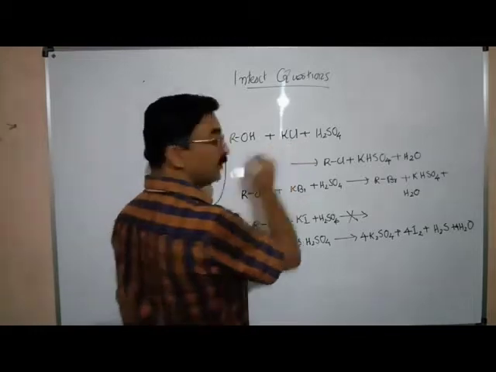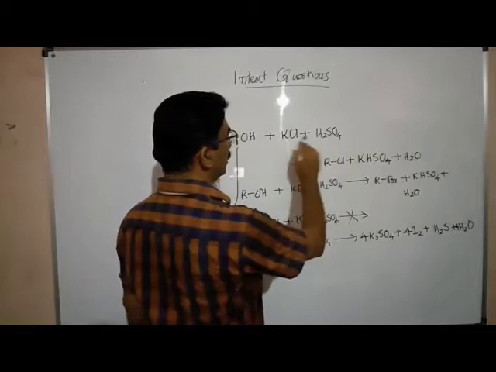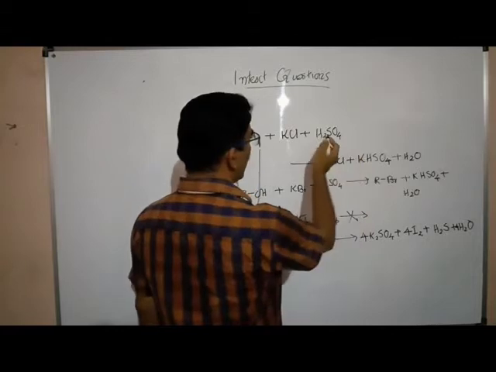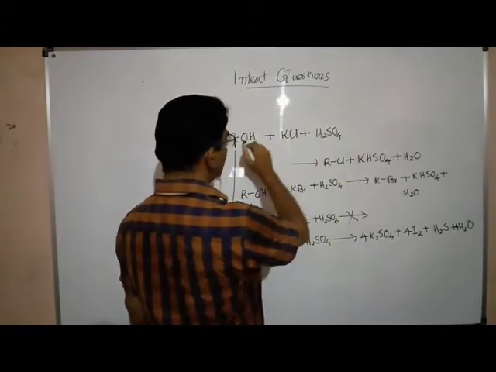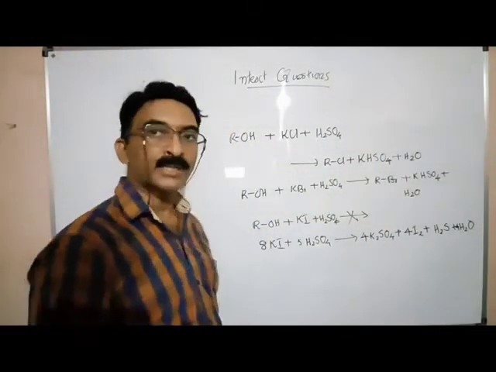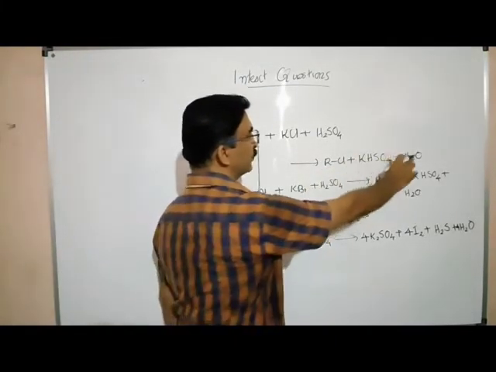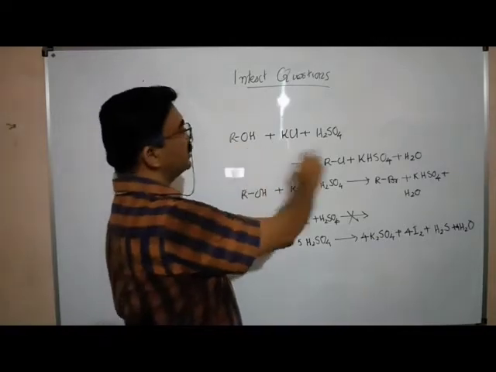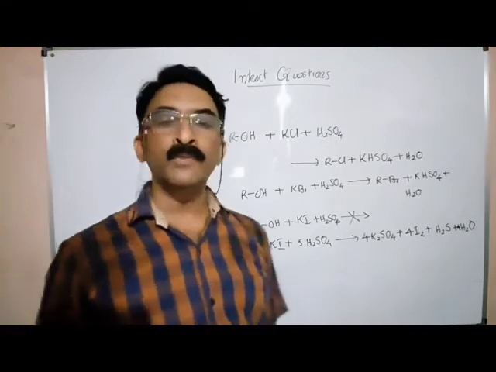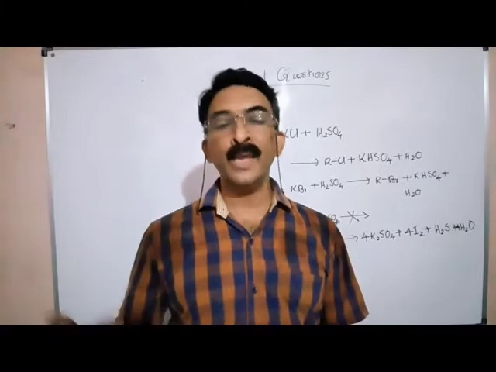ROH, if you are chlorinating alcohol, ROH plus KCl plus H2SO4, one K is exchanged. So this becomes KHSO4 and instead this becomes HCl. That HCl reacts with ROH producing RCl plus H2O. So the net reaction: ROH plus KCl plus H2SO4 gives RCl plus KHSO4 plus H2O. If there are 2 ROH, this will become K2SO4, but we write the first step reaction only. So we can convert an alcohol to chloroalkane by using concentrated sulfuric acid and KCl.